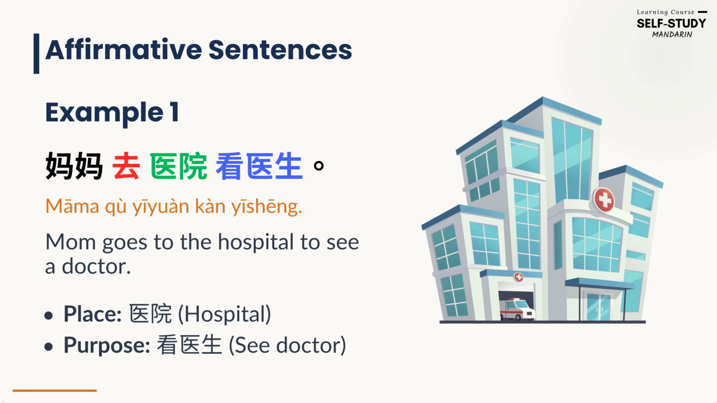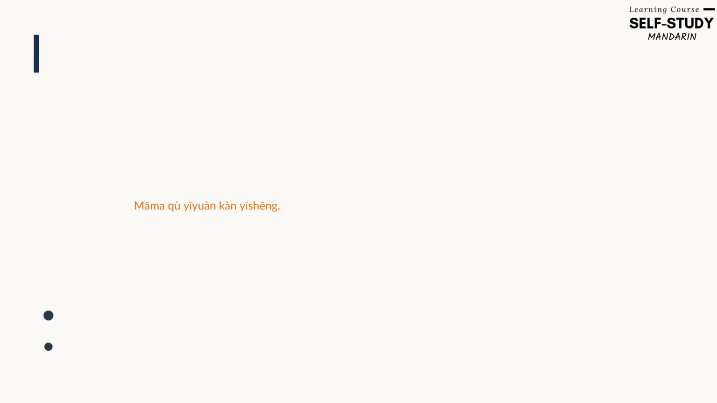Here is our first example of an affirmative sentence. 妈妈去医院看医生. This translates to, Mom goes to the hospital to see a doctor. Notice our formula in action. The place is 医院, hospital, and it comes right before the purpose, which is 看医生, to see a doctor.